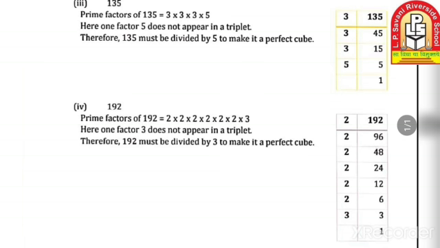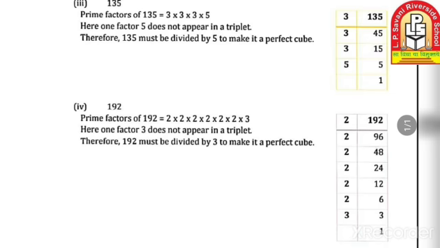Let's take the last one, 192. In 192, the last digit is 2, so it is divisible by 2. 192 divided by 2 gives 96. Then 96 divided by 2 is 48. Then 48 divided by 2 is 24.